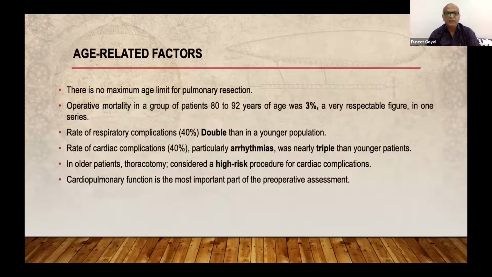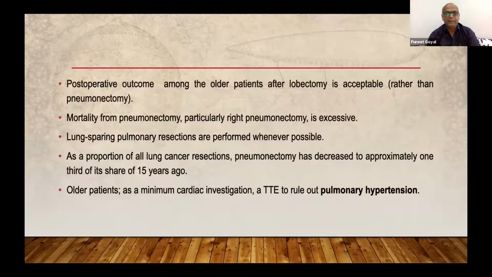Then age-related factors. If the patients belong to a higher age group, the risk of respiratory complications is going to be double as compared to the younger population, and the risk of cardiac complications becomes triple. So if the patient is elderly, you are going to be more careful. Postoperative outcome among older patients after lobectomy is more acceptable than after pneumonectomy. As a proportion of all lung cancer resections, pneumonectomy has decreased to approximately 1/3 of what it was 15 years ago.